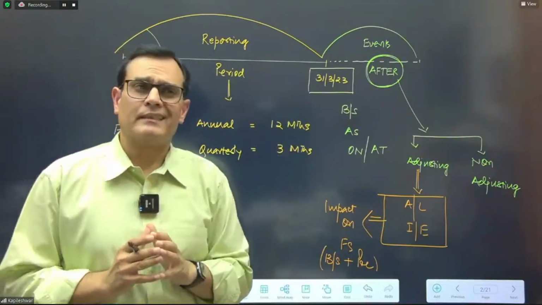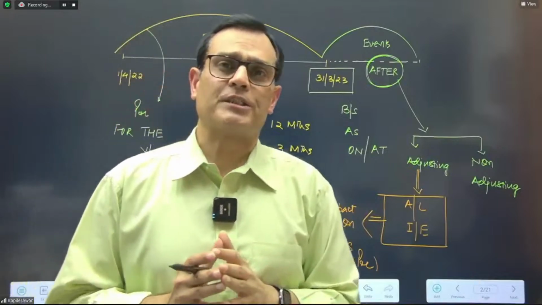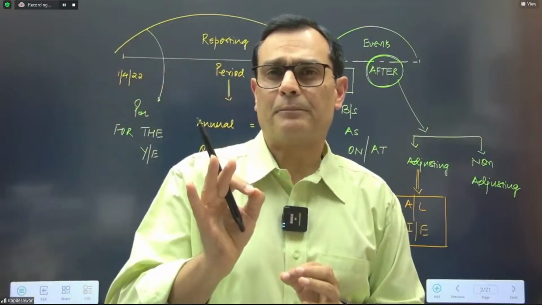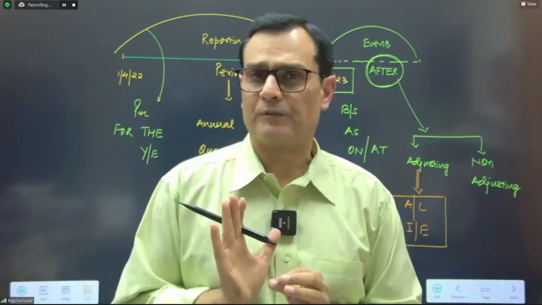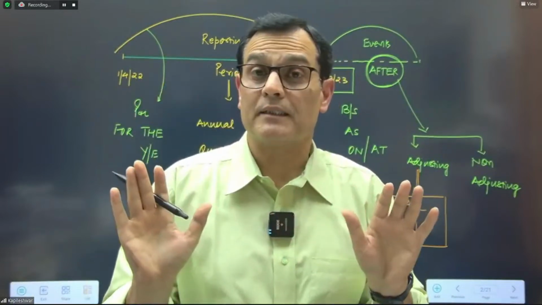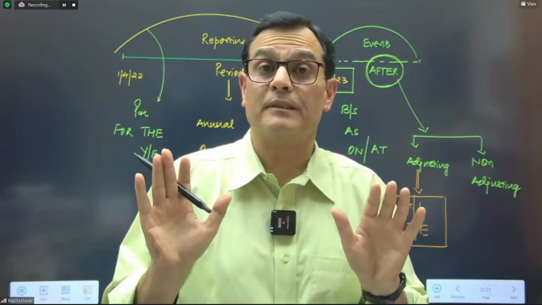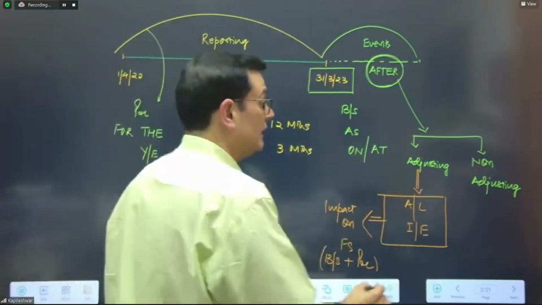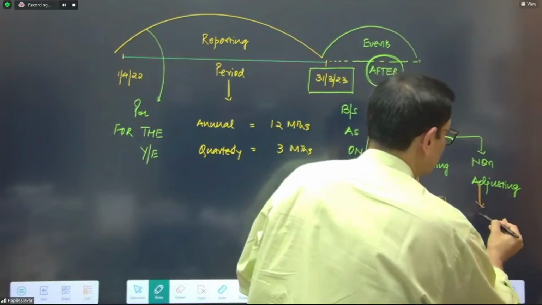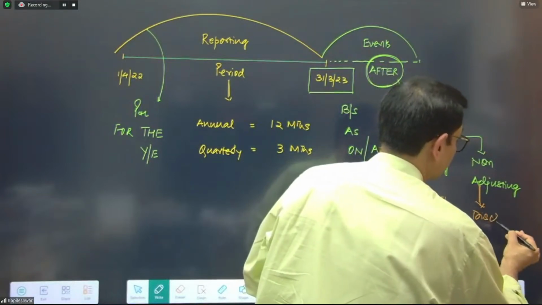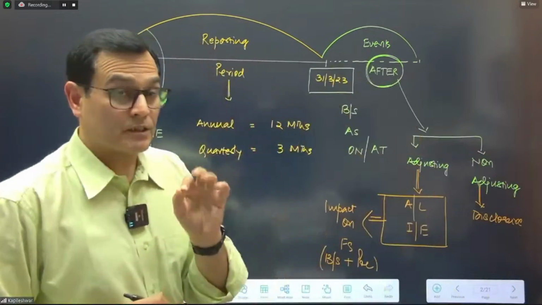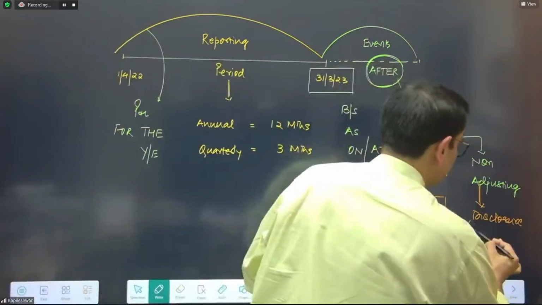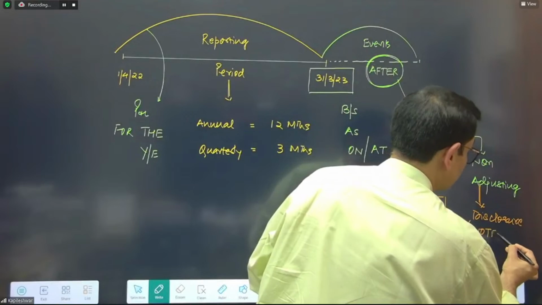Secondly, if I say that the event is non-adjusting in nature, then in that particular case, I will not make any changes to the financial statements. I will not change the asset or liability. I will not change the income and expense. But having said that, in this particular case, we just need to make a disclosure. And this disclosure is going to be made in the notes to accounts.